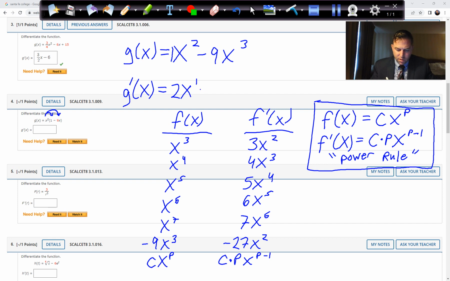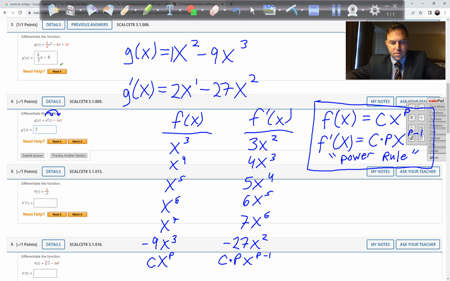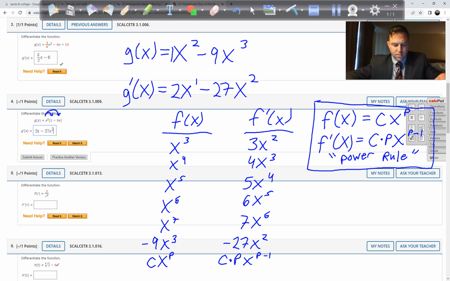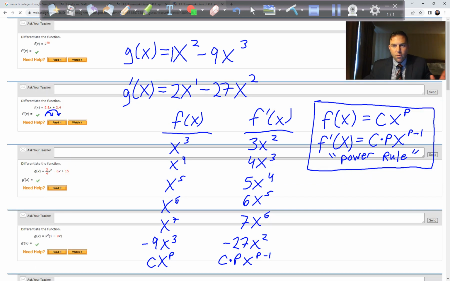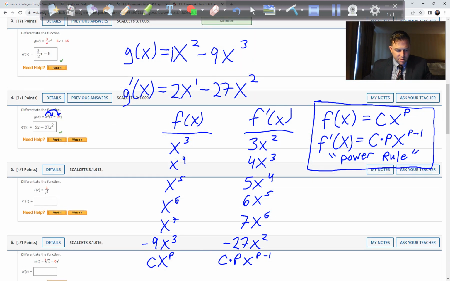Okay, so let's finish this one. We brought the 3 into the 9, it became 27, the minus stays, and then this x^3 becomes x^2. So that's going to be the answer. And notice I don't write x to the first power. I only wrote it there to solidify the pattern, but I don't need it for the answer. Okay, so that'll be problem 4.